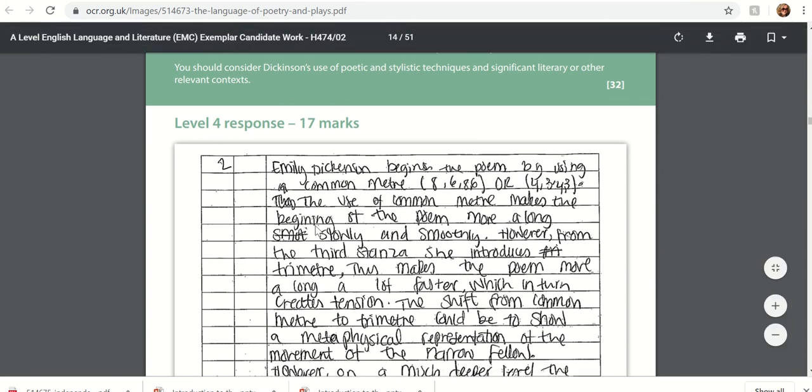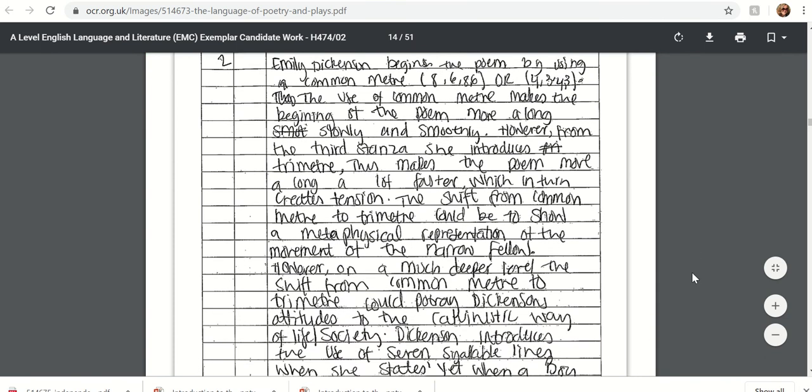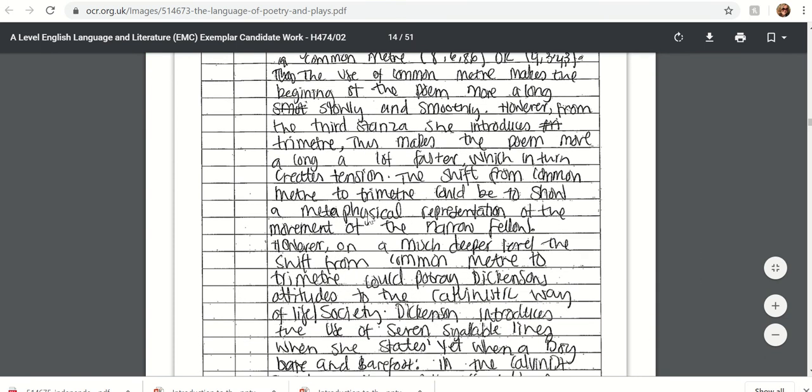"Emily Dickinson begins the poem by using common metre. The use of common metre makes the beginning of the poem move along slowly and smoothly. However, from the third stanza, she introduces trimeter. This makes the poem move along a lot faster, which in turn creates tension. The shift from common metre to trimeter could be to show a metaphysical representation of the movement of the narrow fellow." Now, we could have improved this.